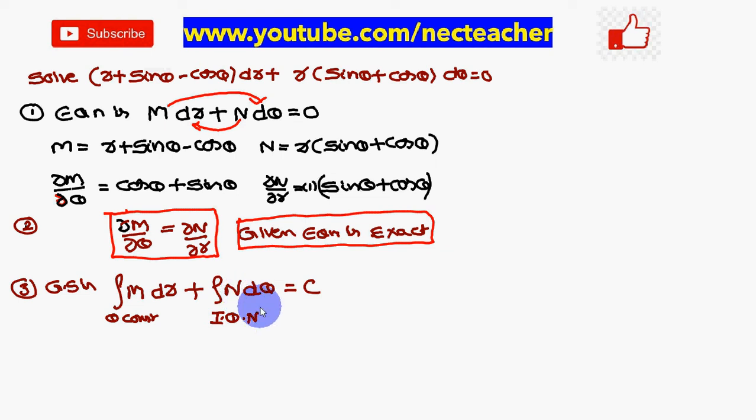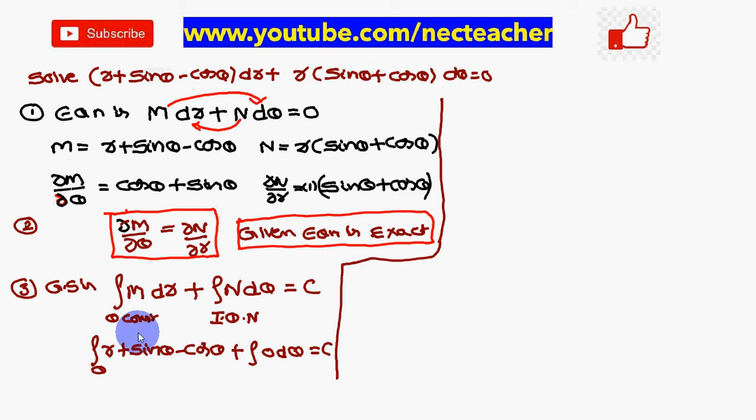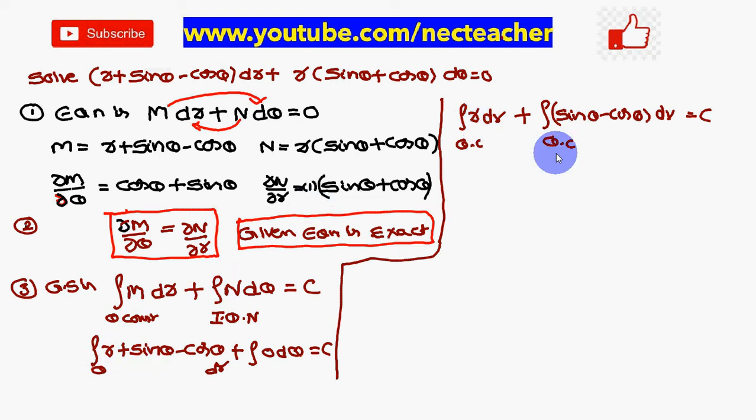For the next one, the integral of N dθ. Next is the integral of 0 dθ, which equals c. If you do the integration, treating θ as a constant, the constant's differentiation is 0. Sin θ minus cos θ is a constant, therefore sin θ minus cos θ into dr. Therefore the constant sin θ minus cos θ into r, and the integral of r is r squared by 2, you will get.